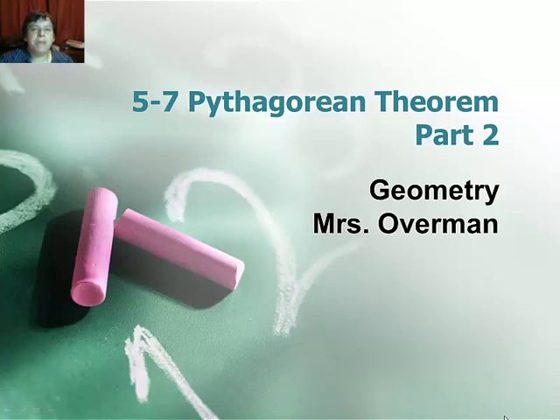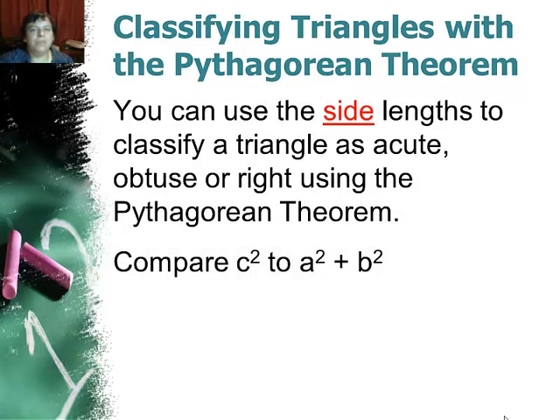Now we're going to use the Pythagorean theorem to classify triangles according to their side lengths. And believe it or not, we can easily look at side lengths and tell if they're isosceles, scalene, or equilateral. Now we're going to tell if a triangle is acute, obtuse, or right.